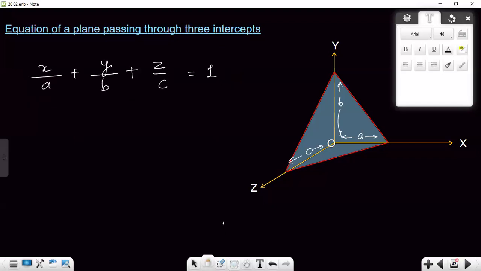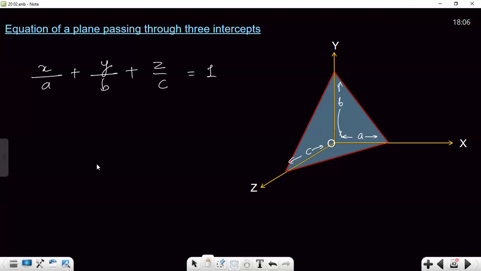Let me ask you a question. If 1, 2, 3 are the intercepts on the x, y, and z axis of the plane, then find the equation of the plane. Can anyone answer? Anyone? There will be x by 1 plus y by 2 plus z by 3 is equal to 1. That will be the equation of the plane, simple.